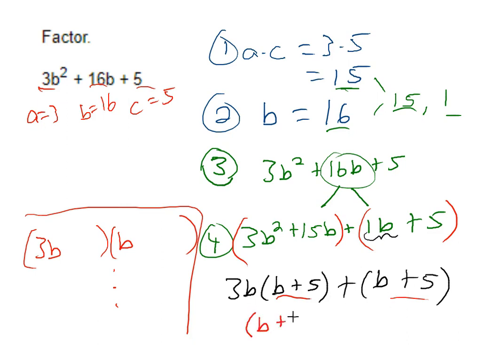I'll have a b plus 5 in front. I write it one time out in front. And then in a new set of parentheses, I write what's left over, which is a 3b from the first term, plus there's nothing left over here, so it leaves a 1 behind. There's sort of an invisible 1 here, if you will. So when we take away the b plus 5, the 1's not invisible anymore. We have to write the 1 there.